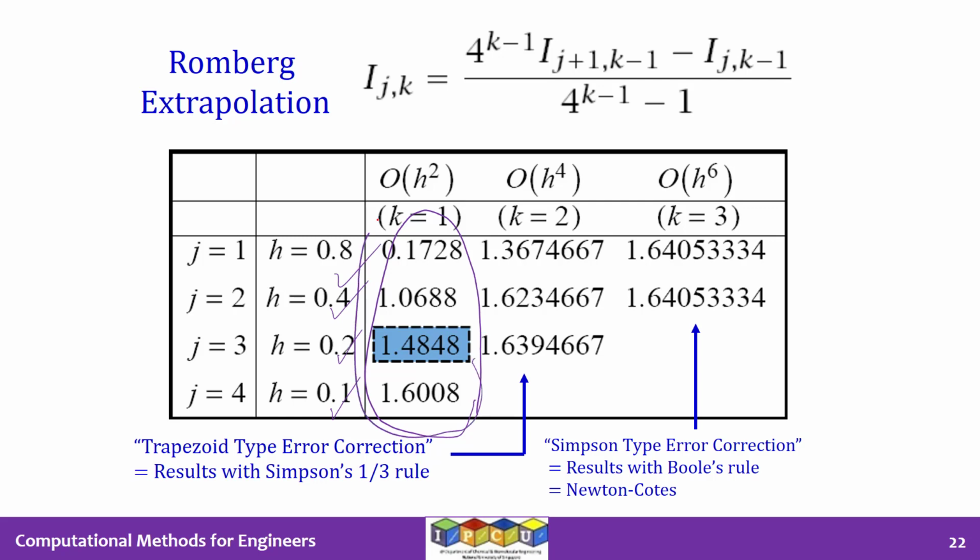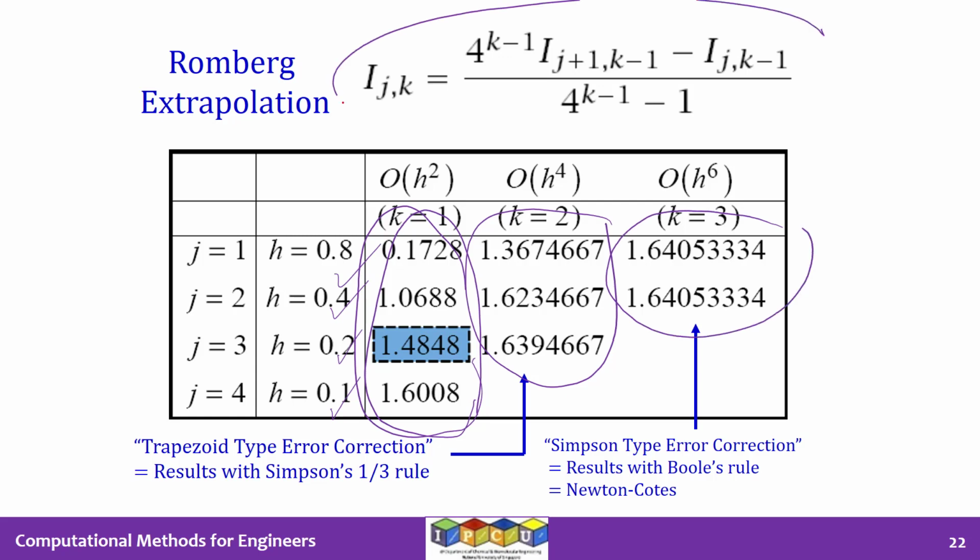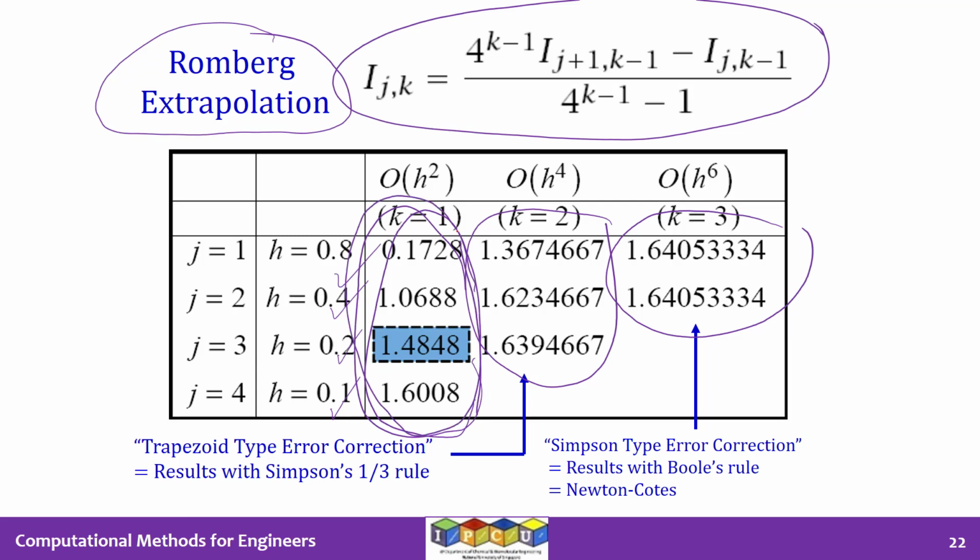Once I have this, I can automatically generate the results of Simpson's rule and Boole's rule, or Newton-Cotes formulae, using this formula. This formula is due to Romberg, who did this thing called Romberg extrapolation. That means extrapolate the results from several solutions of the trapezoid rule to get the results of higher order rules like Simpson's rule and Boole's rule.